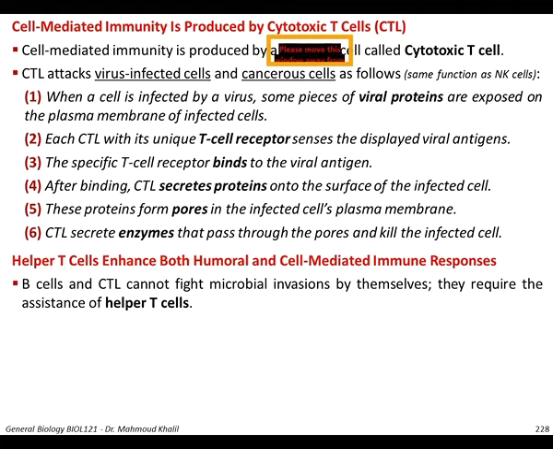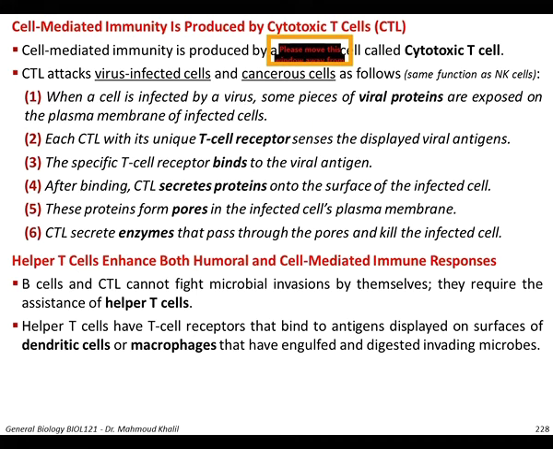So B cells and the CTL cannot fight microbial invasion by themselves. They need a switch on for them to work. And this switch on is helper T cells. So any invader is required to be sensed first by the helper T cells. So both B cells and CTLs require the assistance of helper T cells.